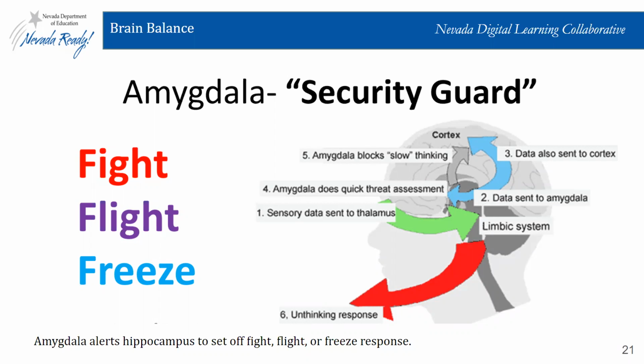The amygdala is also sending data to the cortex, but while it's doing all of this, it's assessing whether the situation is safe or not. Once it does that quick threat assessment, if it feels like it is not safe, it will slow down the thinking, and it'll eventually send an alert to the hippocampus. The hippocampus is then what sets our brain into that fight, flight, or freeze mode. And I'm promising you, when that fight, flight, or freeze mode is enacted, the learning that you are hoping your students are going to be achieving is not going to be happening at that moment.